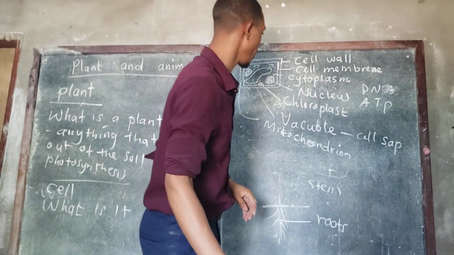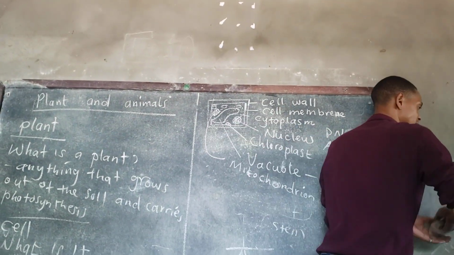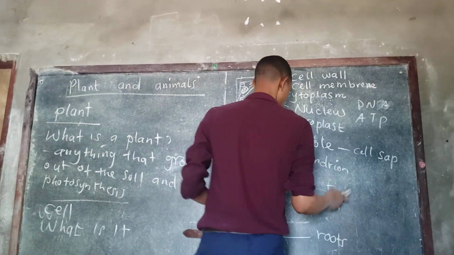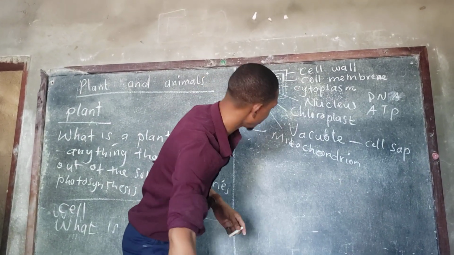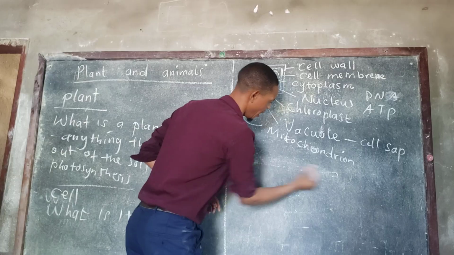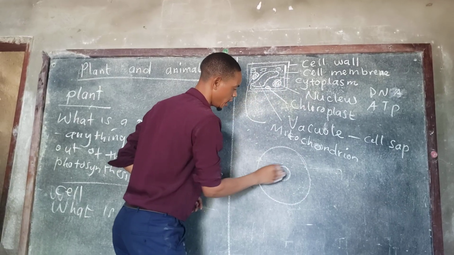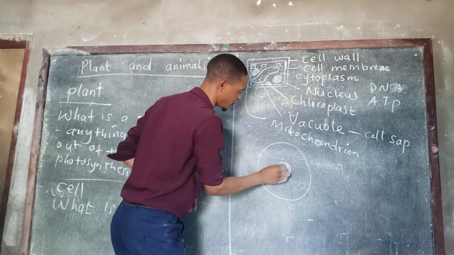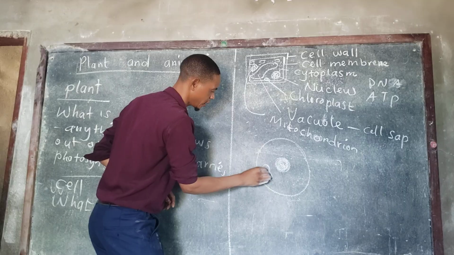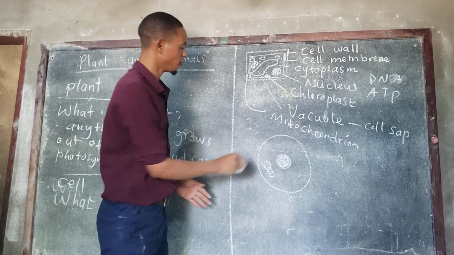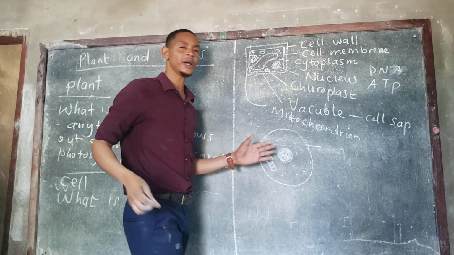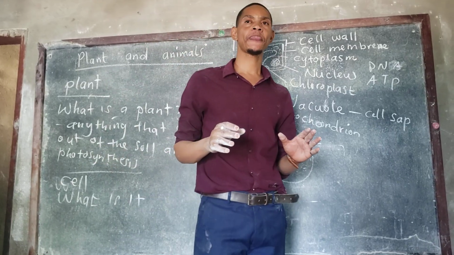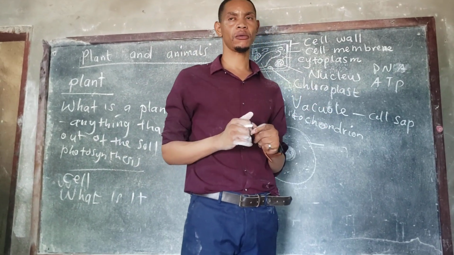And then we go to the other part, which is called an animal cell. Here is an animal cell, the structure of an animal cell. Animals do not have a cell wall.